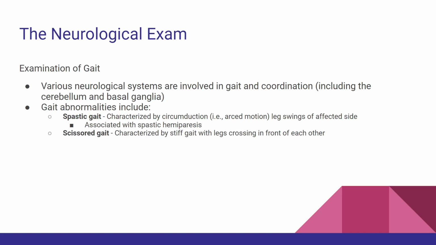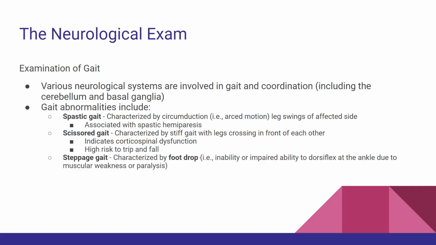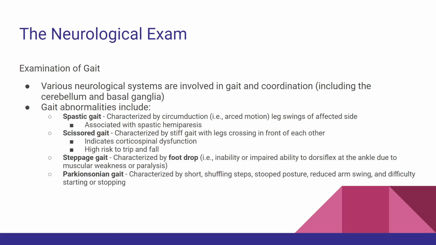There's also a scissored gait, which is characterized by a stiff gait where the legs cross in front of each other, and this has a high risk of causing falls. And this indicates cortical spinal dysfunction. Another type of gait is a steppage gait, which is characterized by what's called foot drop. So that's the inability or impaired ability to dorsiflex or raise your foot at the ankle due to muscular weakness or paralysis. So it tends to be hard for that person to lift their foot off the ground. As well as a Parkinsonian gait, which is characterized by short, shuffling steps, stoop posture, reduced arm swing, and difficulty starting or stopping their gait.